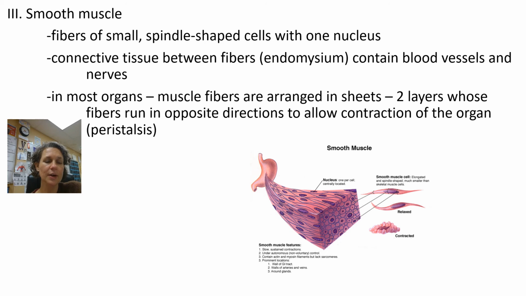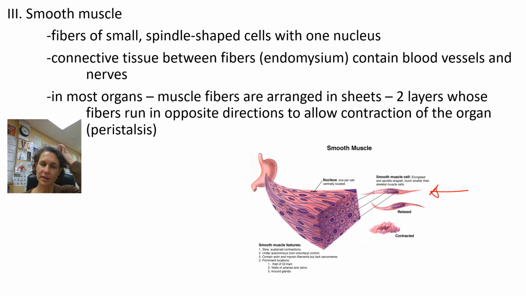Okay, so now smooth muscle. This is the muscle that, like we said, lines your stomach and your respiratory passages. I didn't put it on there, but your esophagus as well. But anyway, these are made of fibers that look like little kind of spindle-shaped cells with just one nucleus. So this is a picture down here of one, and you do have connective tissue between. That's the endomysium, and that's where the blood vessels are, the nerves, all those things.